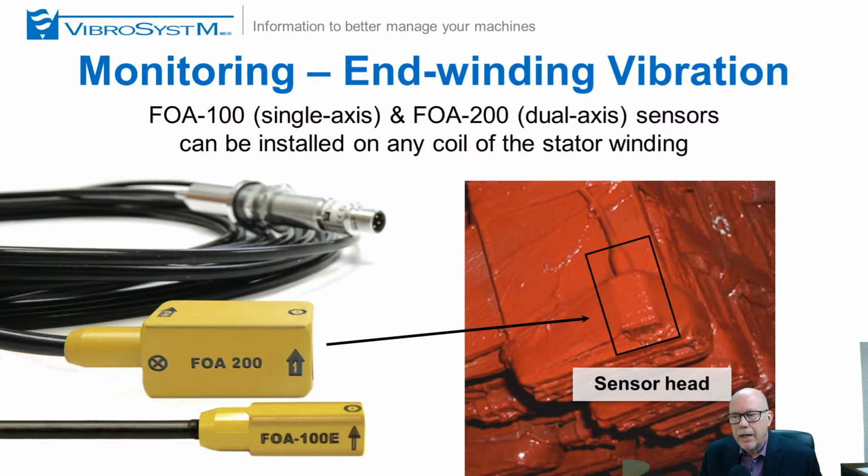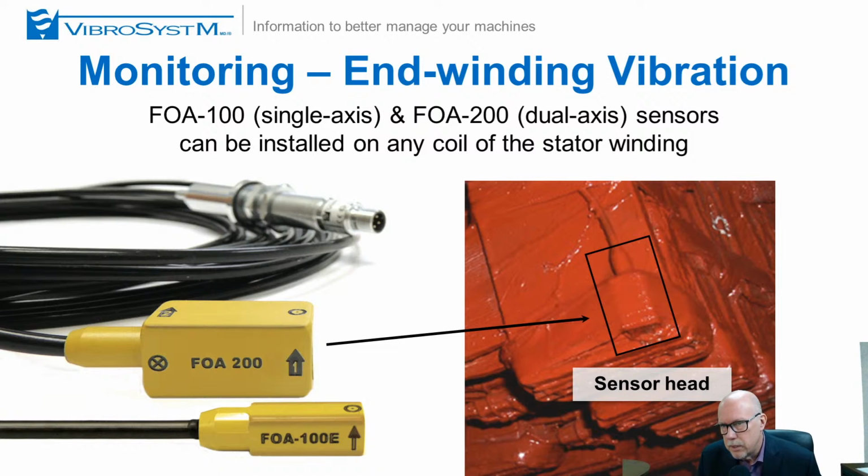Now, for end winding vibration, we have, as I mentioned in the short videos, two basic models. There are models for different insulation classes as well, but we have two basic models. One is for single axis use and the other one is for dual axis use. These can be installed, in fact, on any high voltage component, but they are used quite frequently for end winding vibration. You can see a picture on the right.